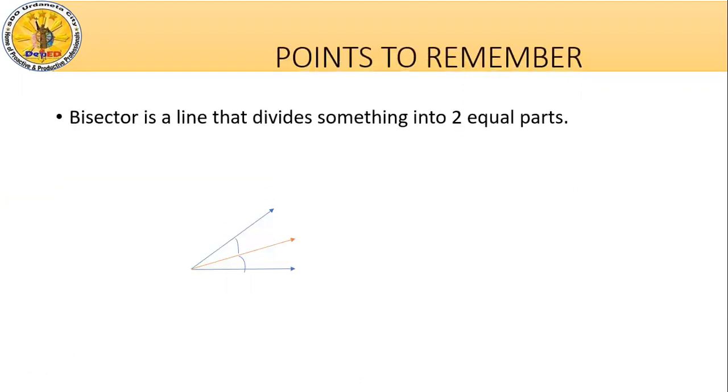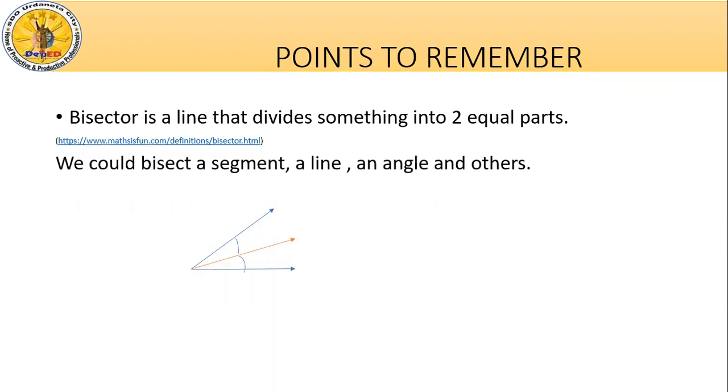Here are some points to remember. Bisector is a line that divides something into two equal parts. We could bisect a segment, a line, an angle, and others.